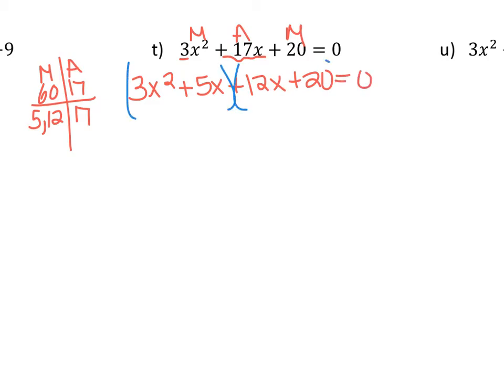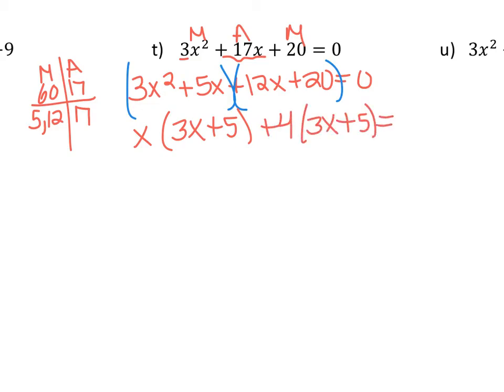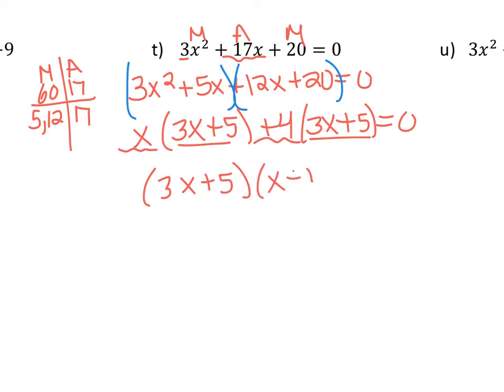Group. I can pull out an x in the first part, and I'm left with 3x plus 5. And in the second one, it looks like I can pull out 4, and I'm also left with 3x plus 5. My common factor is 3x plus 5, and the remainder is x plus 4. So these are my two factors.